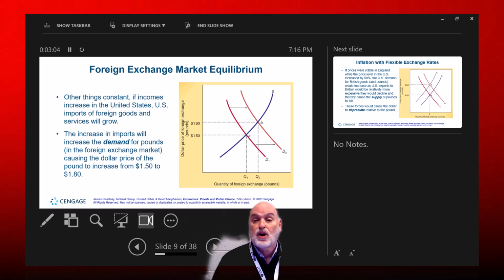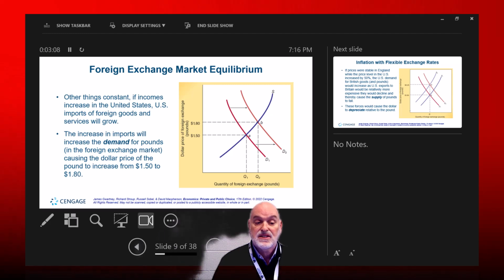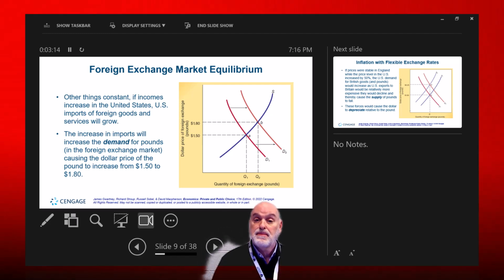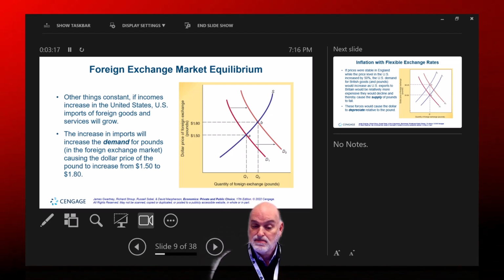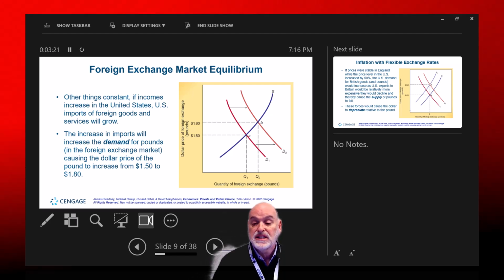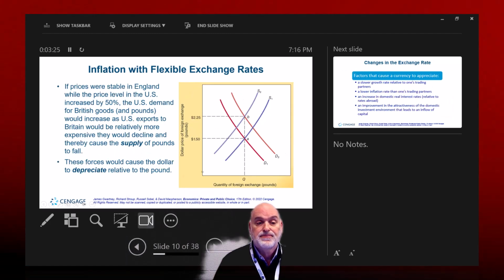Foreign exchange market equilibrium. Other things constant, if incomes increase in the United States, U.S. imports of foreign goods and services will grow. The increase in imports will increase the demand for pounds in the foreign exchange market, causing the dollar price of the pound to increase from $1.50 to $1.80 in this example that we have here.